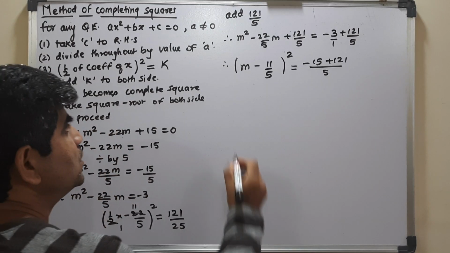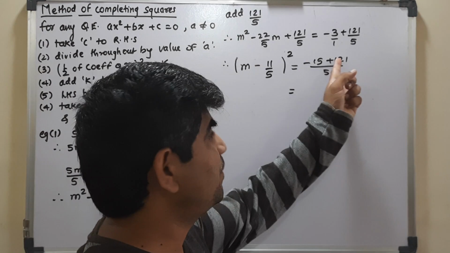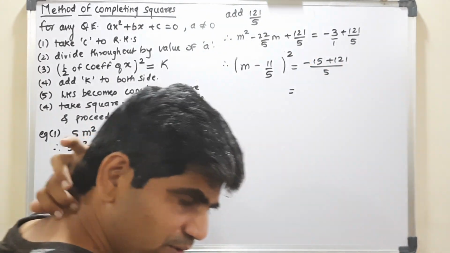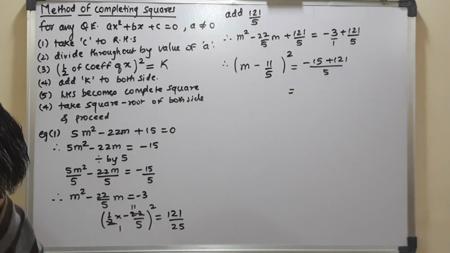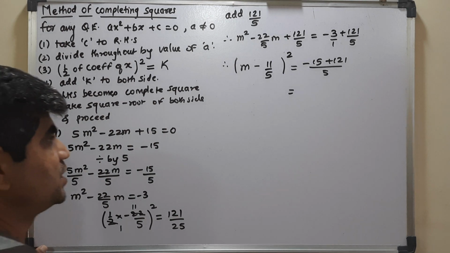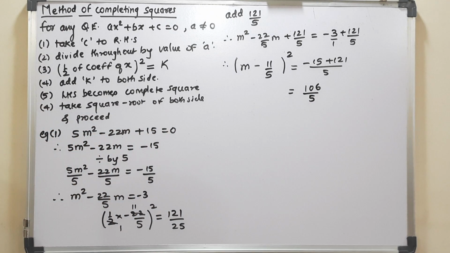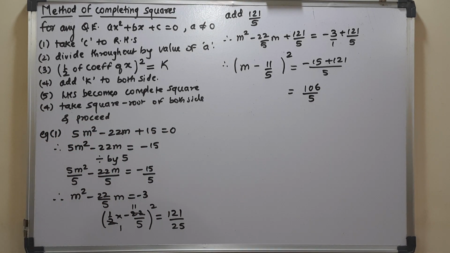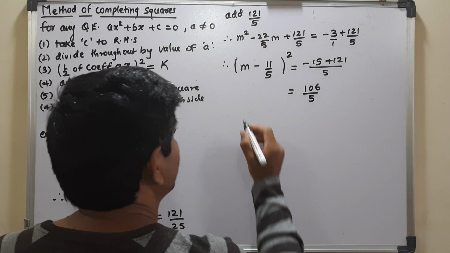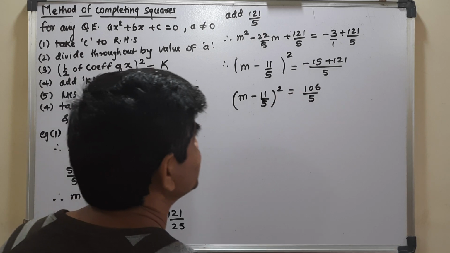So no change over here. What do I get? Minus and plus, so 121 minus 15. 121 minus 15, I think, is 106. Yes, positive 106 by 5. That is your value of m minus 11 by 5, the whole square.